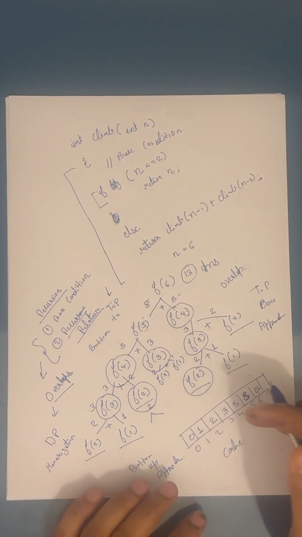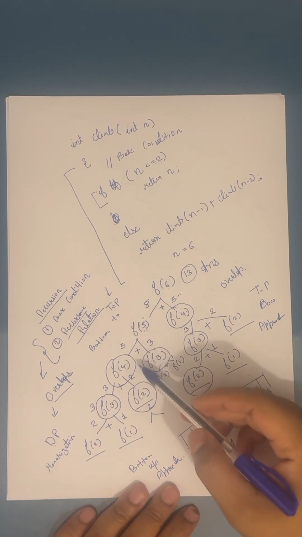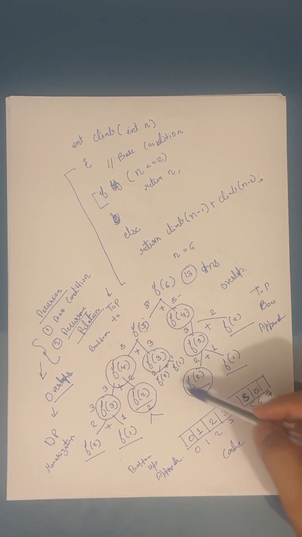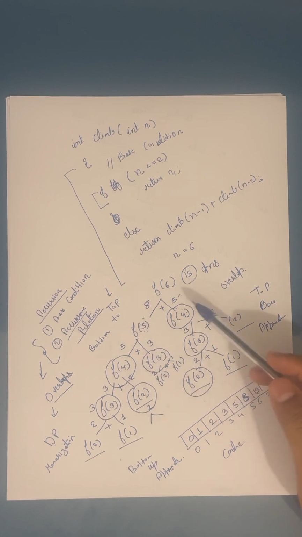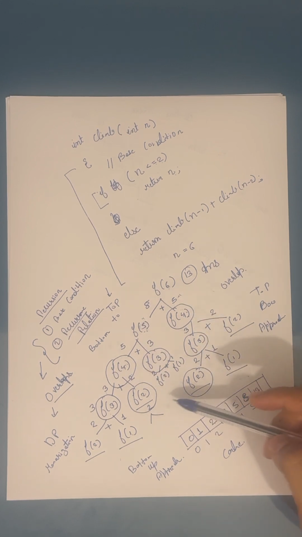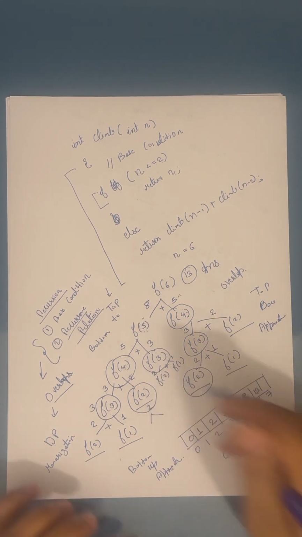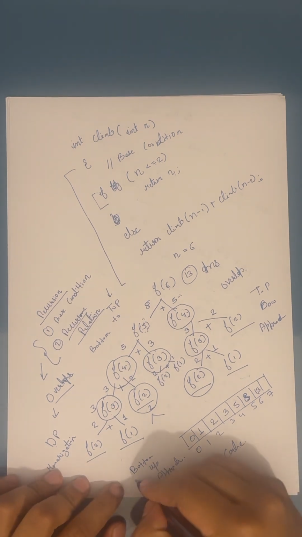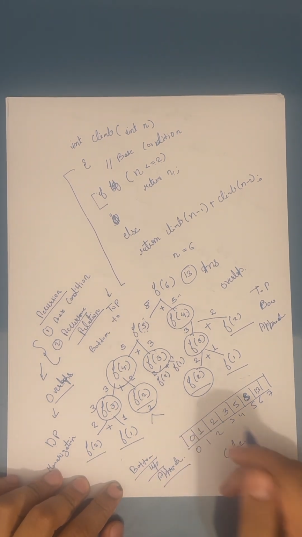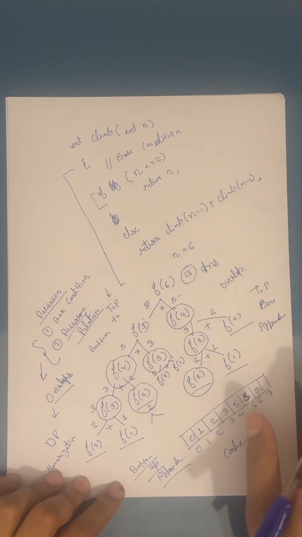So we are looking into the memory. If that thing is present in the memory, we return it. If not, then we calculate it and put it in the memory. So this is the top-down approach. Now we'll discuss the bottom-up approach in this video. This was the top-down approach.